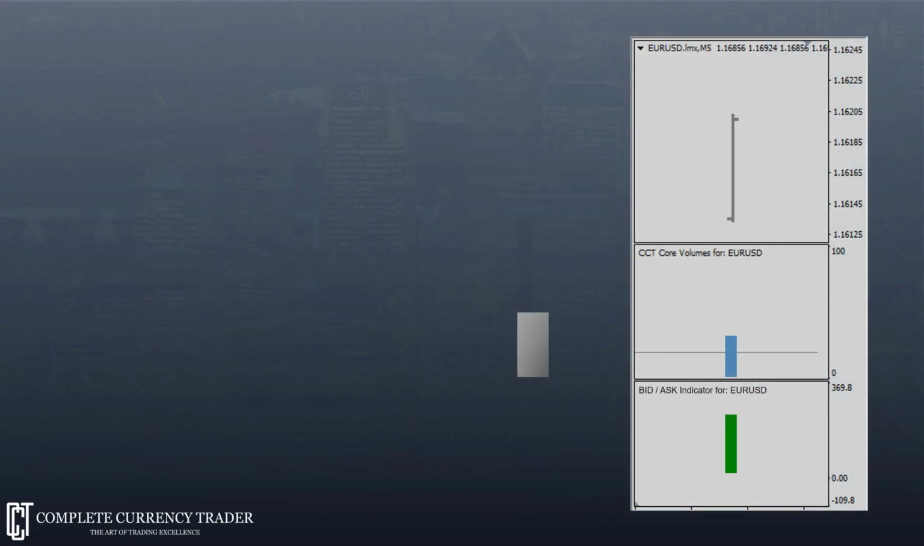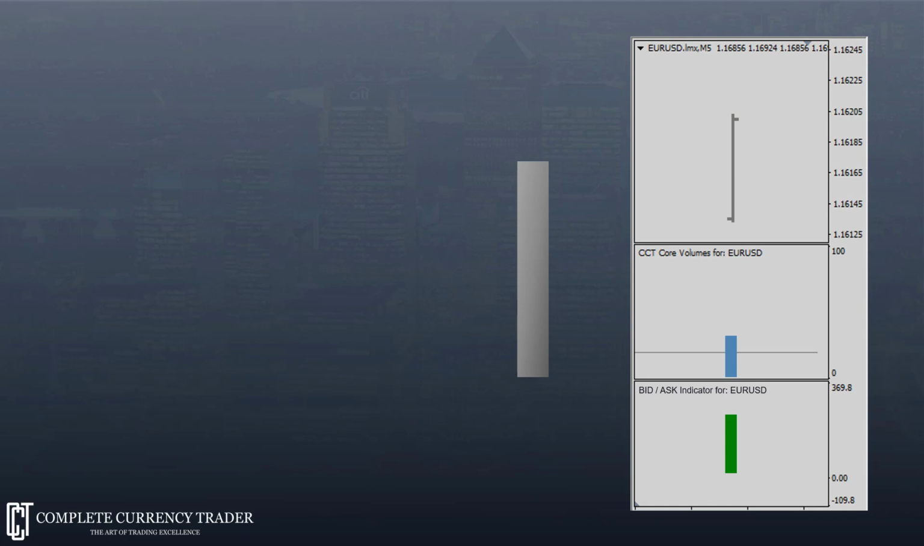So low tick volume means less activity, which means fewer traders are interacting here, which means less money and probably a shorter lived move. Whereas high tick volume means more activity, which means more traders are busy and interacting, which means more money and probably a much better chance that this move will continue further.